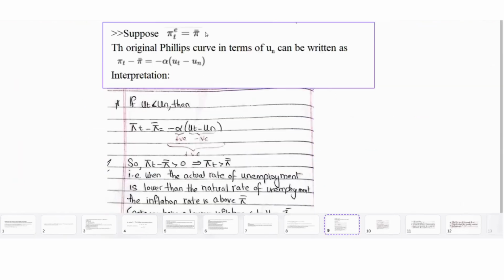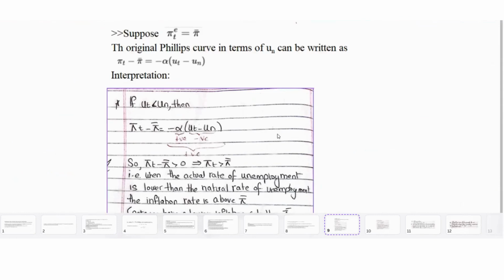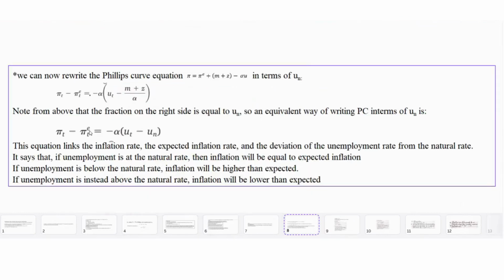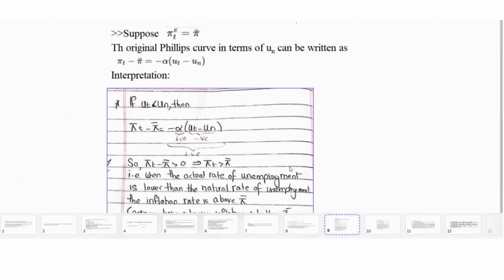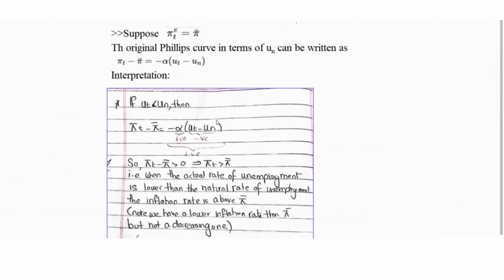Now suppose pi t expected is pi bar, i.e., we have the original Phillips curve where inflation expectations are anchored. So the original Phillips curve in terms of un can then be written as this: taking pi t expected to be pi bar, we get pi t minus pi bar is equal to minus alpha times ut minus un.